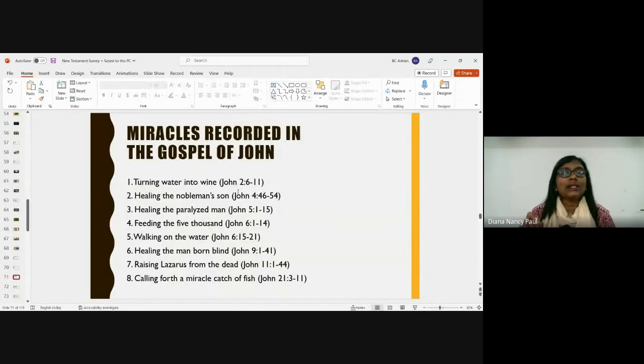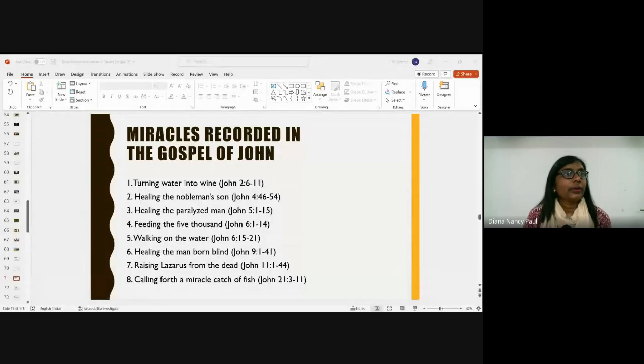So the miracles recorded in the Gospel of John: turning the water into wine, and then healing the nobleman's son. In the first one, when Jesus turned the water into wine, Jesus demonstrated that he has the authority over the elements. And the second miracle, healing the nobleman's son. In this miracle, Jesus is demonstrating that he has the authority over space and distance. Because he says, just by your word my son will be healed. I'm not worthy for you to enter my roof, Lord. Just speak a word that my son may be healed.